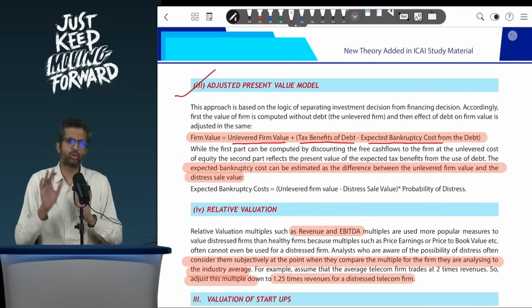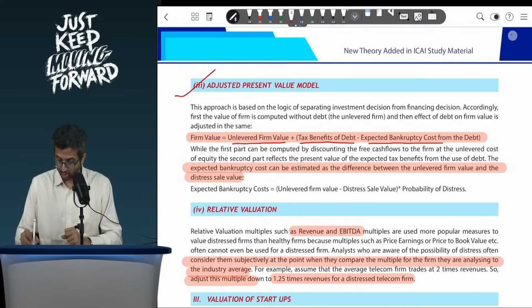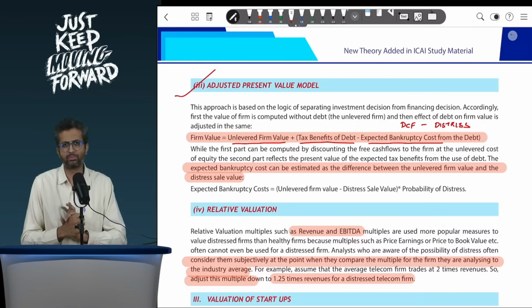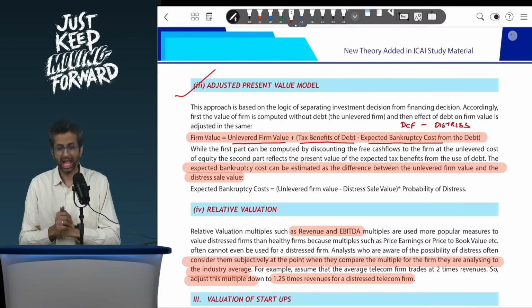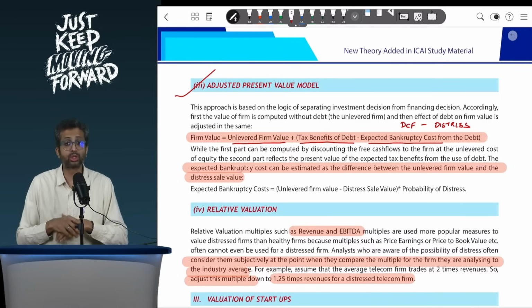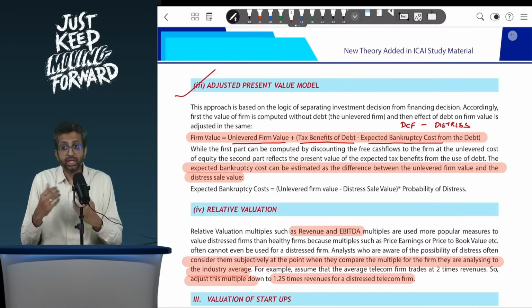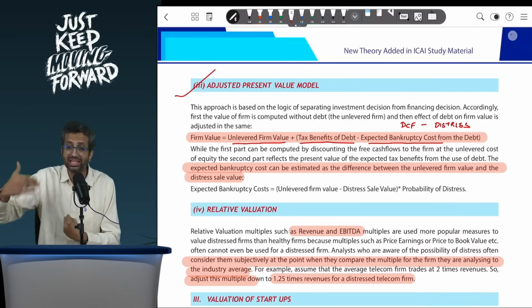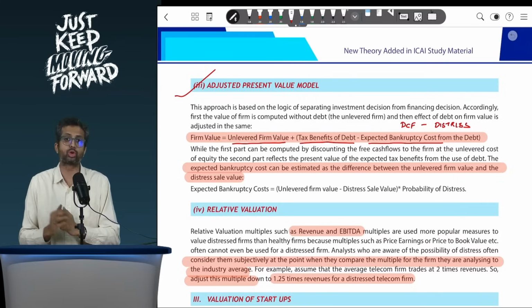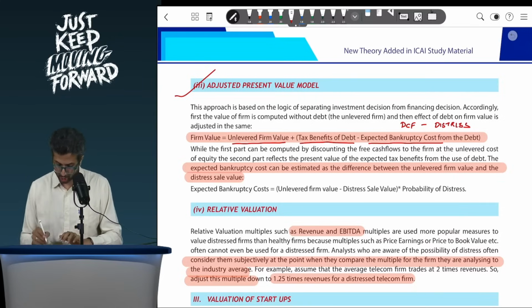Now, how is it calculated? Expected bankruptcy cost is the DCF value or the unlevered firm value minus the distress value. Like in the last problem, 5590, if I am not wrong, was your DCF value, and the distress value was around 4,300 or something, and hence the difference between the two is the cost that you are bearing if you were to liquidate under distress. So that is called the expected bankruptcy cost. So how do you calculate the expected bankruptcy cost? The difference between these two.